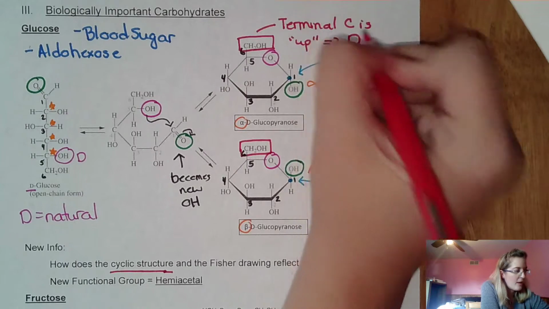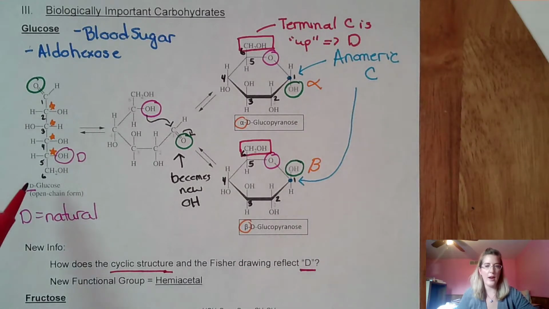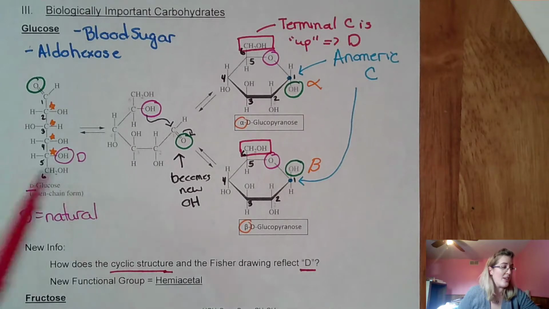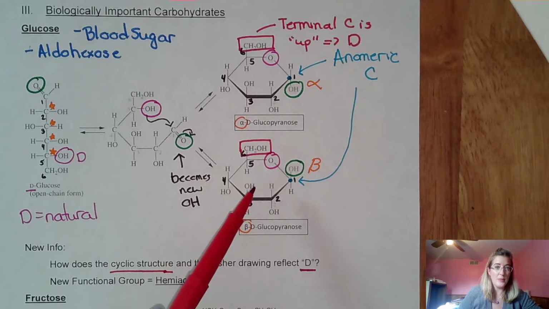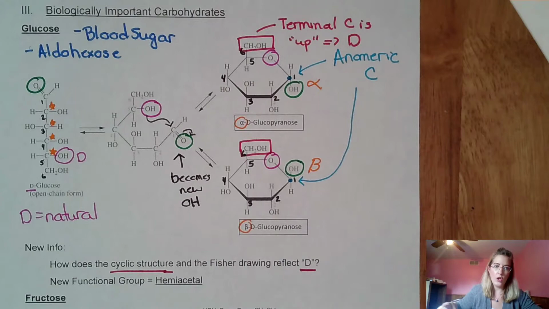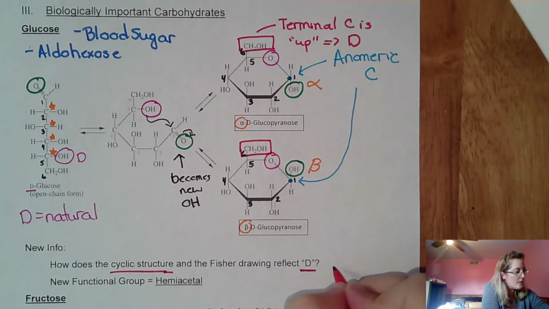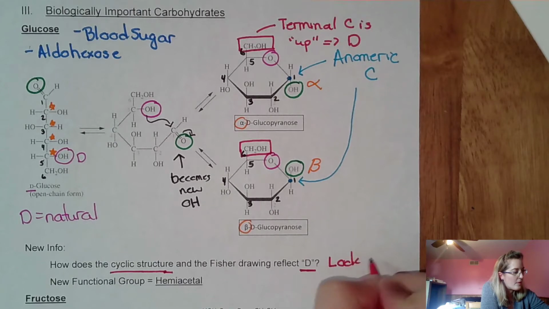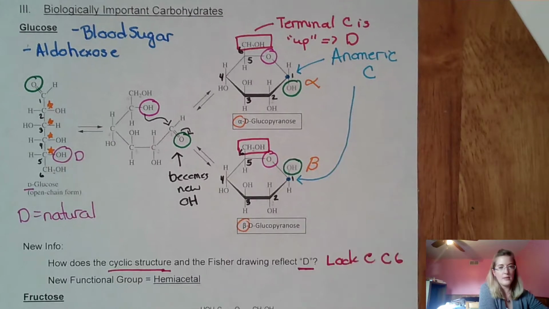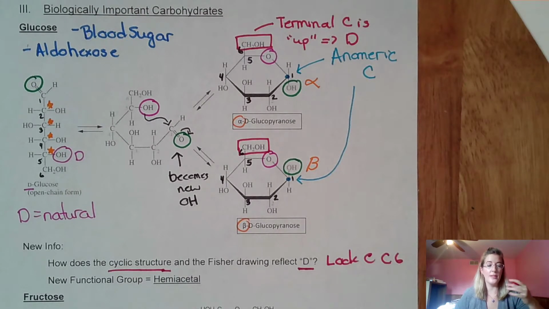If you do not have a reference here in the open chain form to know that it's D, if I just gave you this picture and asked, is it D or L? Go look at carbon number 6. That's going to be the trick. So look at carbon 6 in this case, or the terminal carbon. It's not always carbon 6, but it's the terminal carbon, CH2OH. If it's up, that is D.